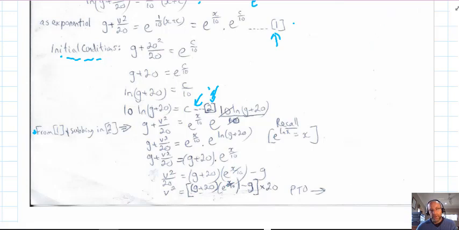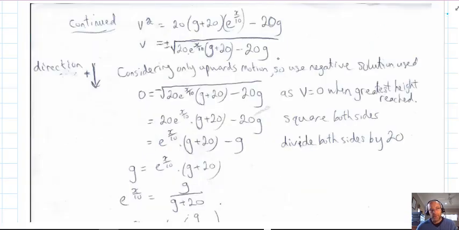We can see what we get next. We've got a fairly complex looking expression for v squared, and what I've chosen to do is actually put it in terms of v, and we get two solutions there considering only upwards motion. So in other words, we're going to use the negative solution because we've considered down as positive. So we're actually going to choose the negative in this case.